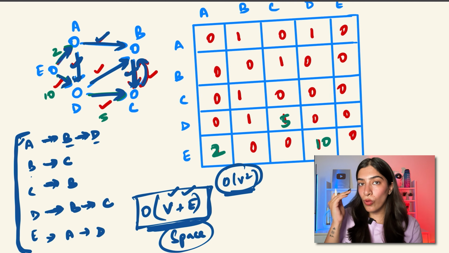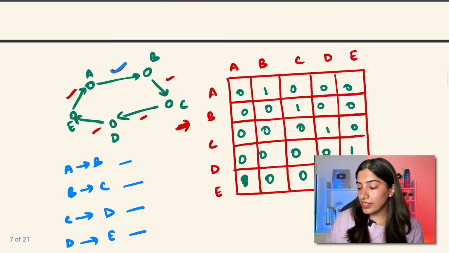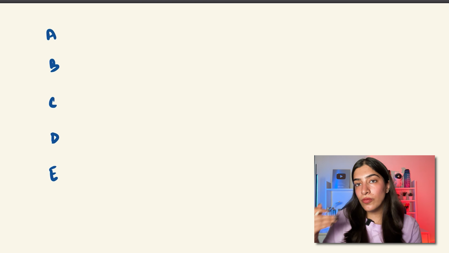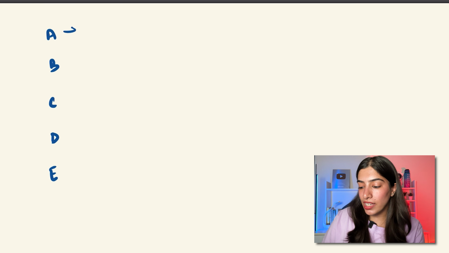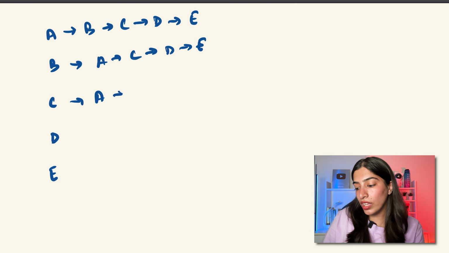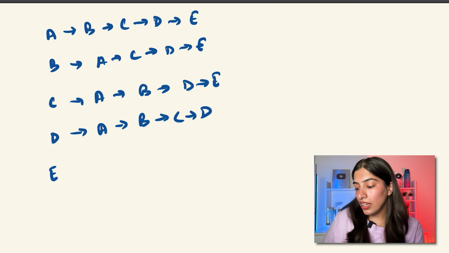But what if all the vertices were connected to each other? Let's take another example. What if I had vertices A, B, C, D, E and all of them were connected to all other vertices? A is connected to B, C, D, E. B is connected to A, C, D, E. C is connected to A, B, D, E. D is connected to A, B, C, E. E is connected to A, B, C, D.